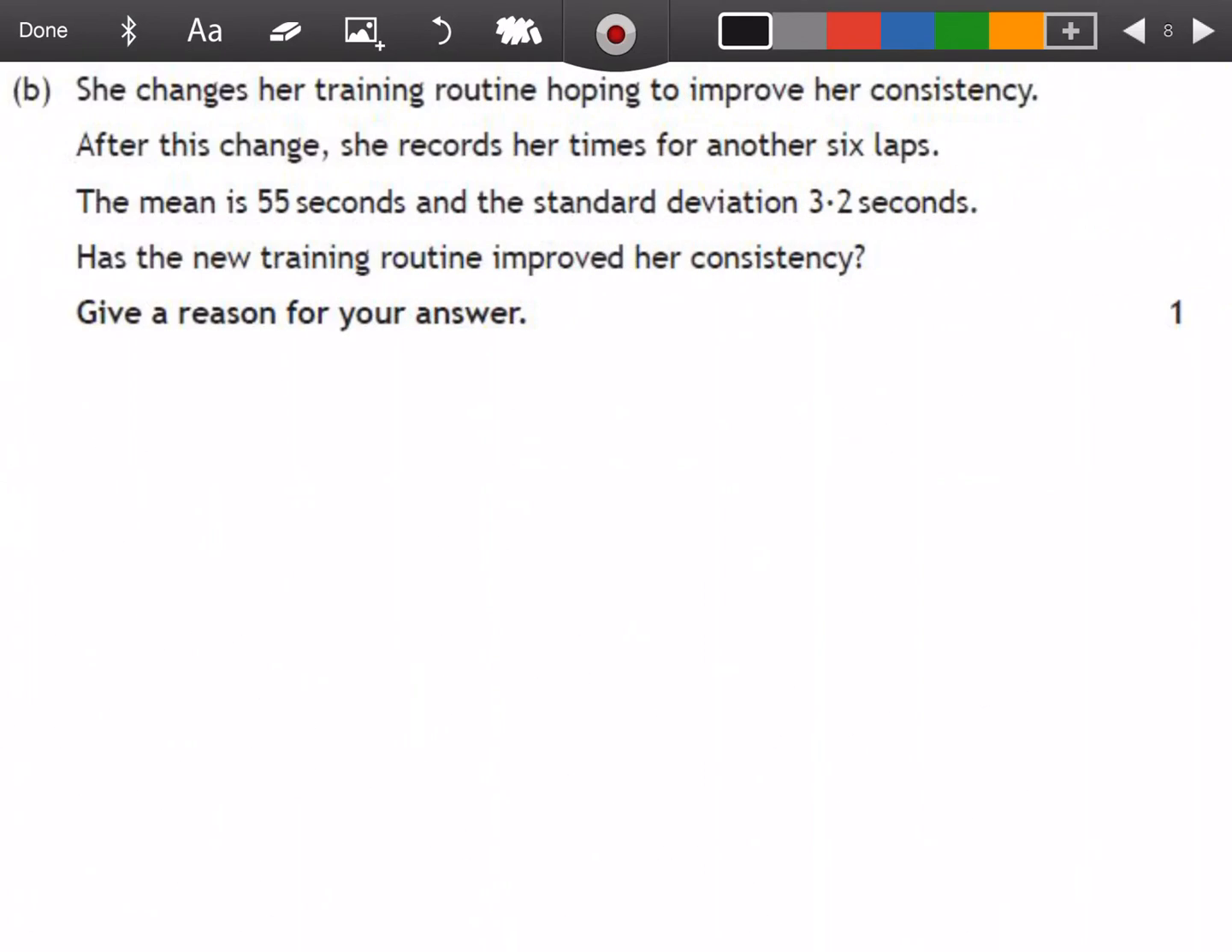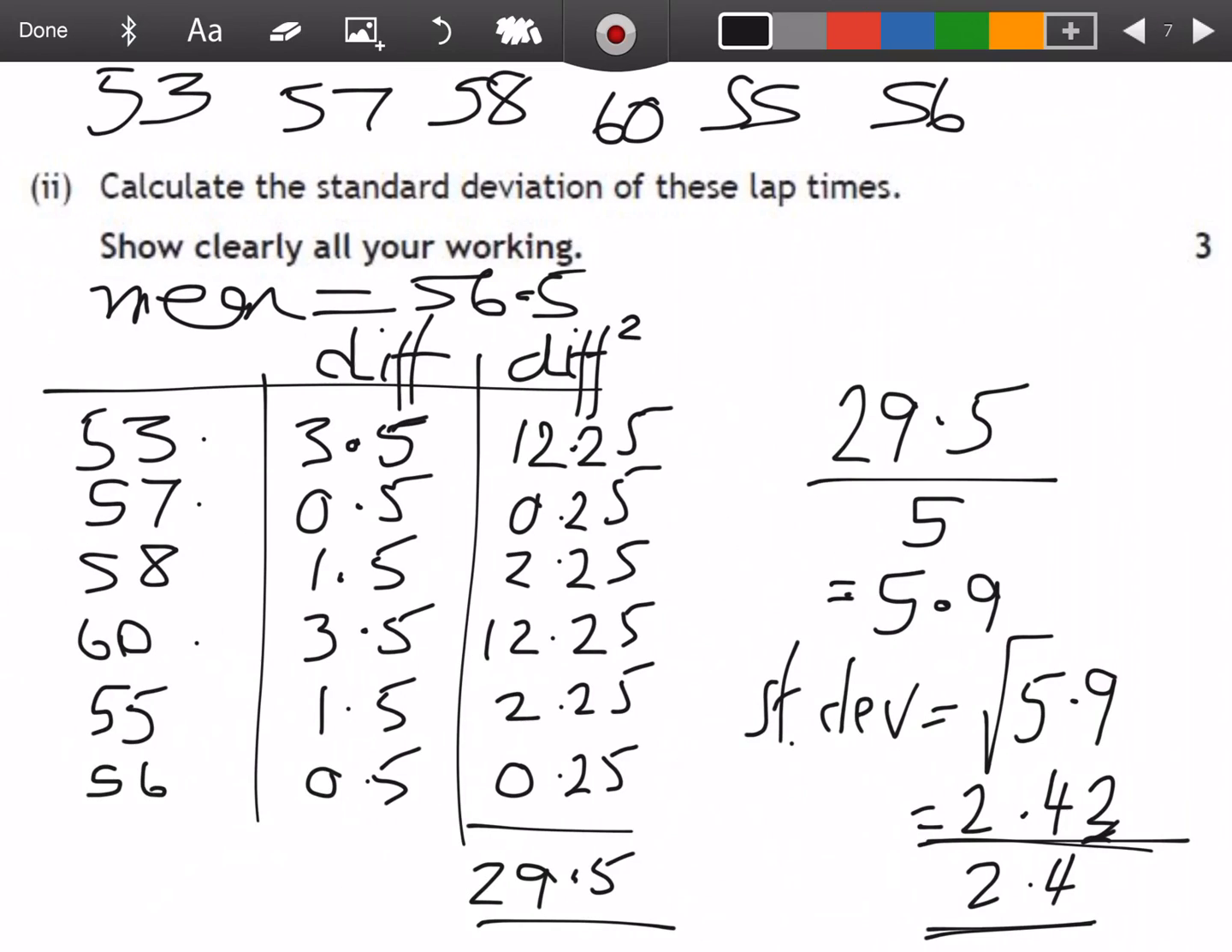Next part. She changes her training routine, hoping to improve her consistency. After the change, she records her times for another 6 laps. So our mean has changed and our standard deviation has changed. Has it improved the consistency? The mean is the time. When we're talking about consistency in the numbers, we're actually talking about the standard deviation. So this question is actually asking how the standard deviation has changed. I'm going to have to go back and find, was it 2.43?